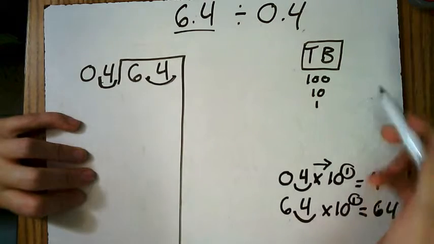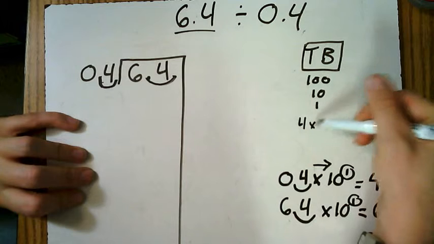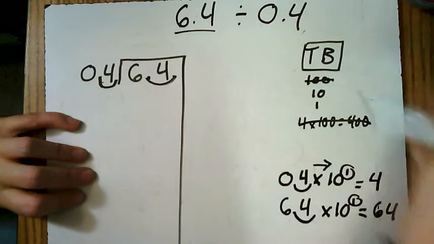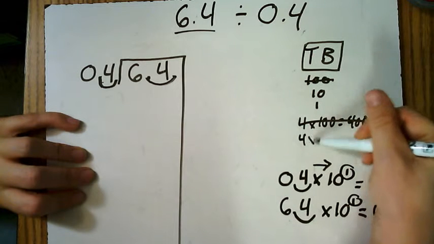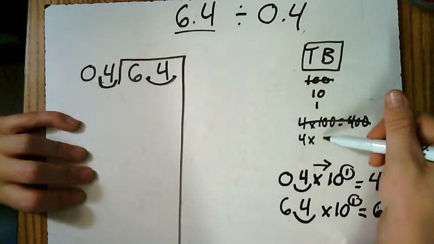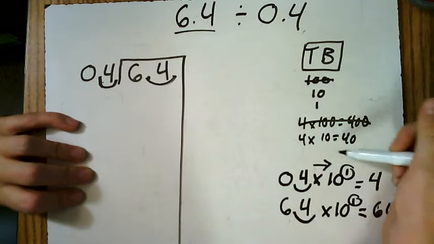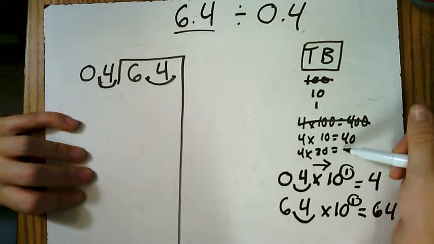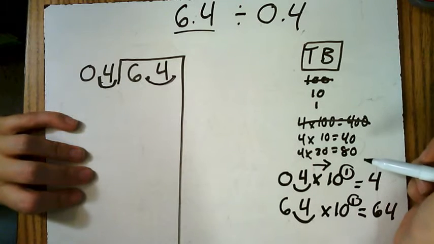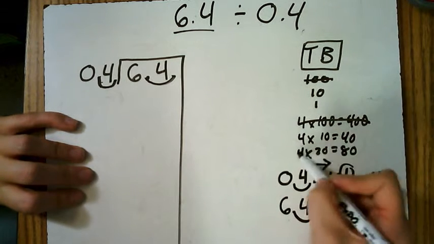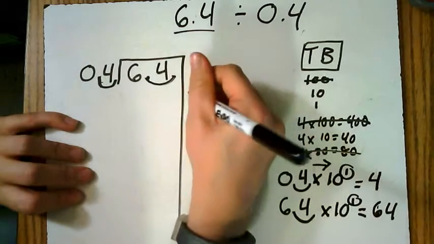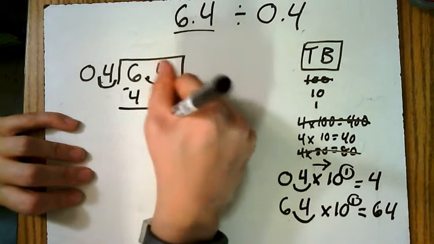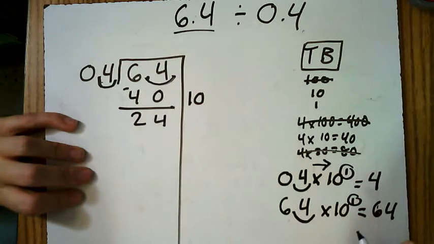So here we go. 4 times 100 equals 400. Too big. Hundreds are too big. 4 times 10 is 40. I can go bigger. 4 times 20 is 80. Oops. No, I can't go any bigger. So I'm going to stick with my 10. 10 times 4 is 40. I subtract, and I have 24 left.